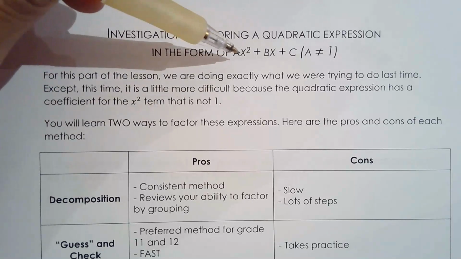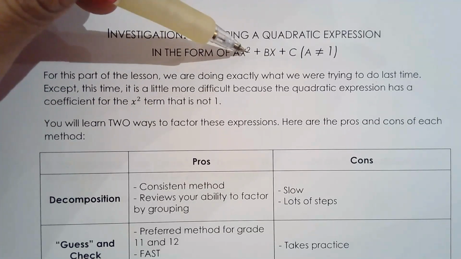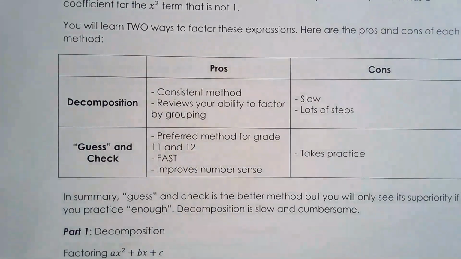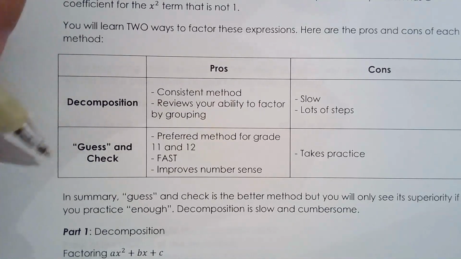It's basically like a simple trinomial, but the coefficient of the x squared term is not 1. It could be 2, 3, 4, I don't know, any number that's not 1. Now, there are actually two ways we are going to look at when it comes to factoring complex trinomials, okay? One of the ways is called decomposition, and the other one, there's different names people have for it, but I just call it guessing and checking, because that's what you're really doing.